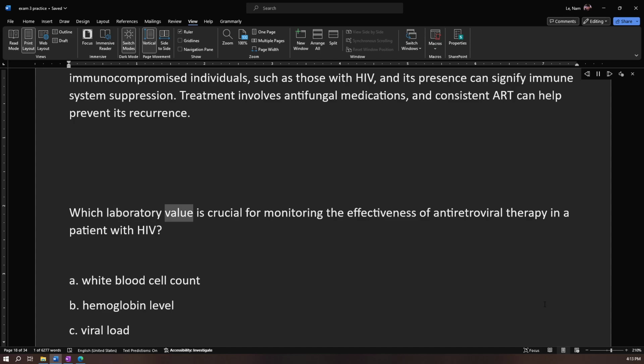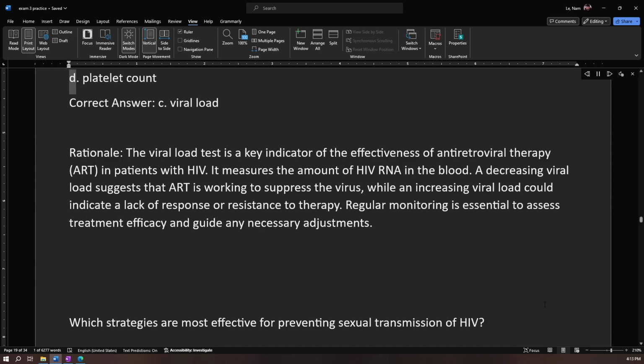Which laboratory value is crucial for monitoring the effectiveness of antiretroviral therapy in a patient with HIV? A. White blood cell count. B. Hemoglobin level. C. Viral load. D. Platelet count. Correct answer, C. Viral load.